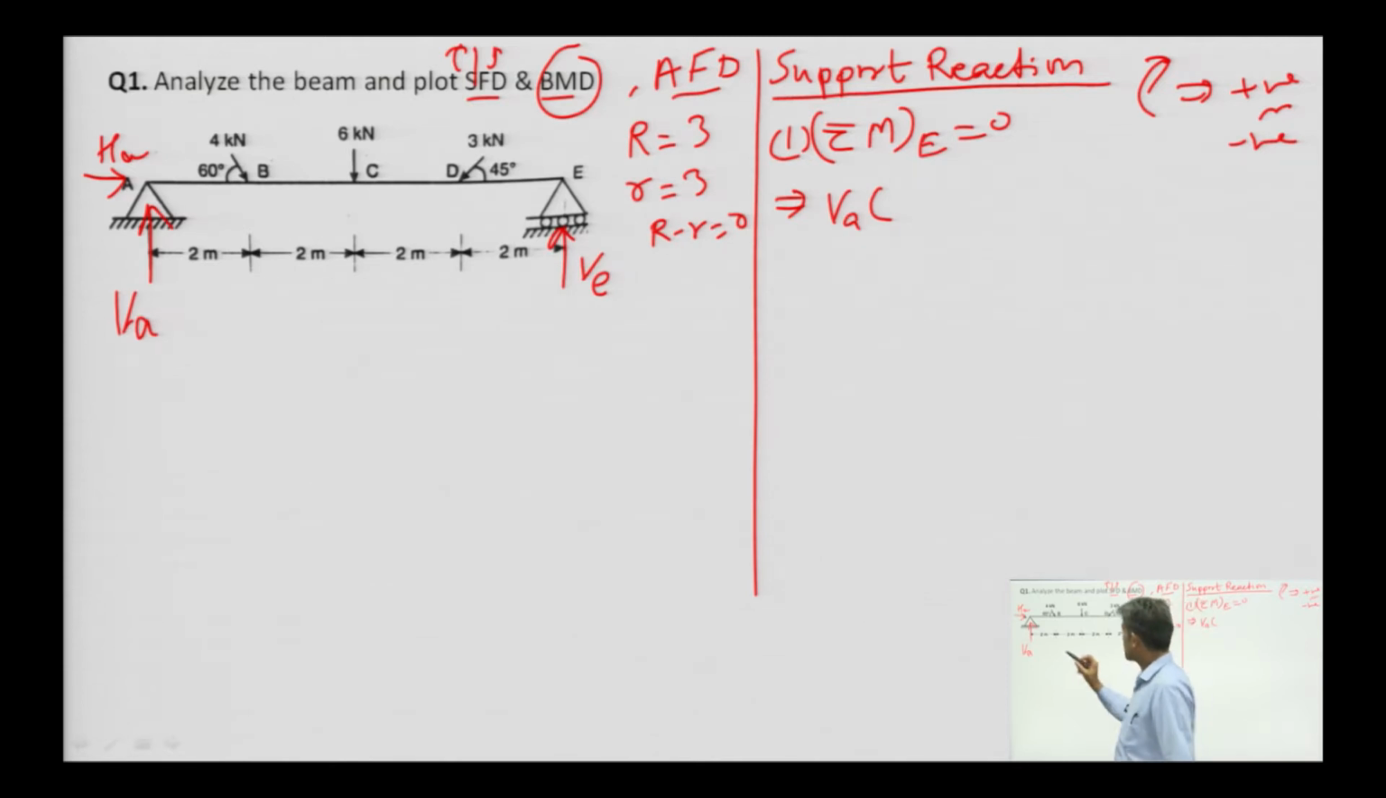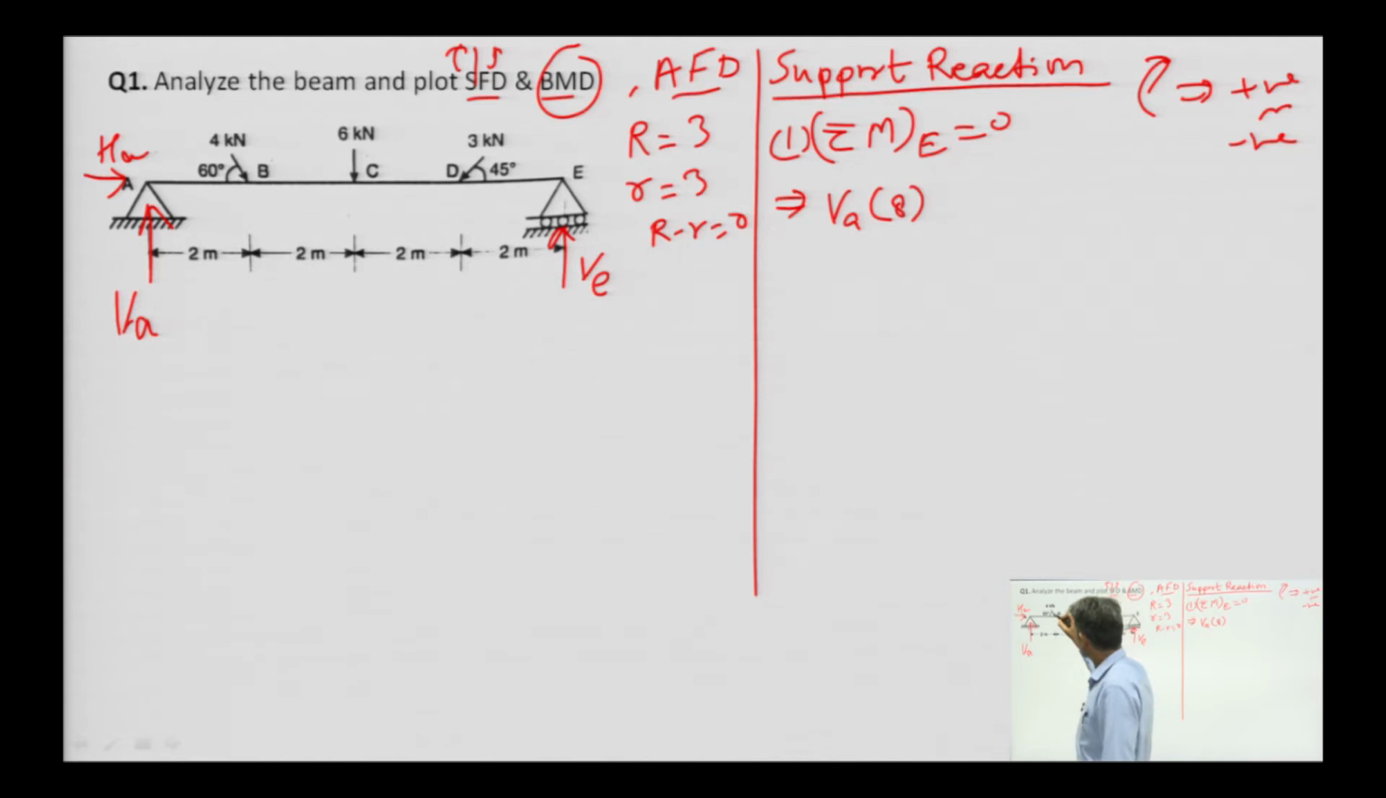How much is the total distance? 2, 2, 2, 2. The total distance is 8. So I am going to take this moment as positive. It means I am taking the clockwise moment as positive, so the anti-clockwise moment will be negative.